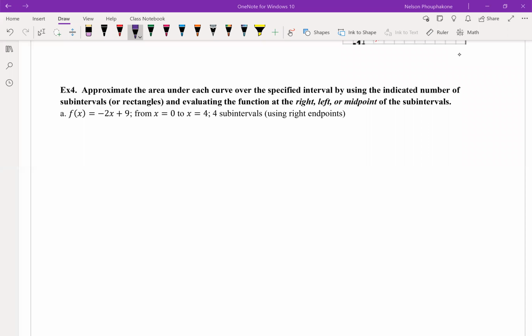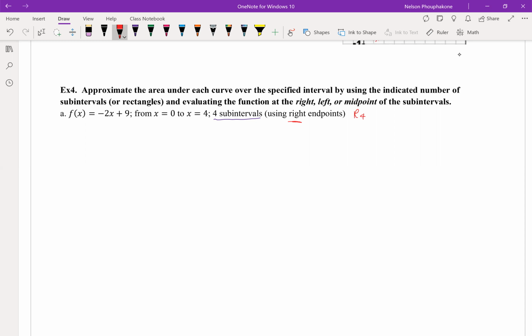In number 4, we would like to approximate the area under each curve over the specific interval by using the indicated number of subintervals or rectangles, and evaluate the function at the left, right, or midpoint of the subinterval. Maybe let us look at this one first. In this one, we would like to work with 4 subintervals, and we work with the right endpoint. So what we are looking for is R sub 4, right? This is what we are looking for.